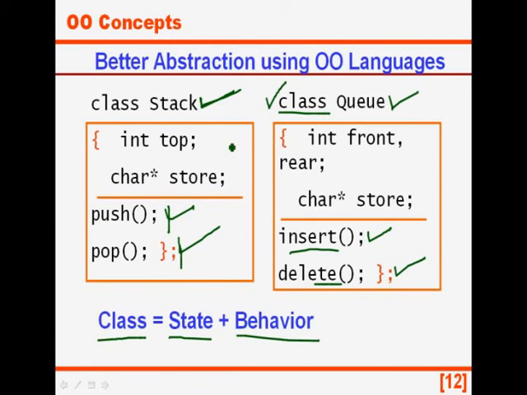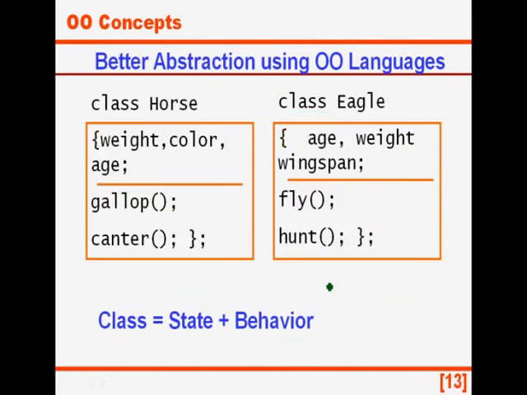The state is defined by the data members, the top and the char star store for a stack, the front and the rear and the store for a queue. The behavior, or the set of operations which are valid for that given class, is defined by the operations or the functions: the push and the pop for the stack, the insert and the delete for the queue.